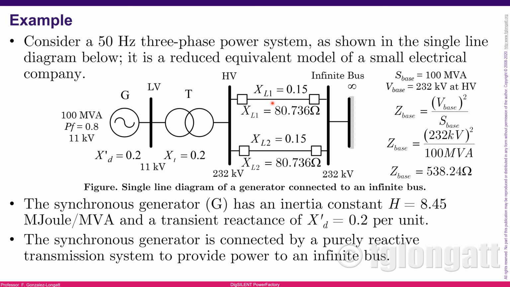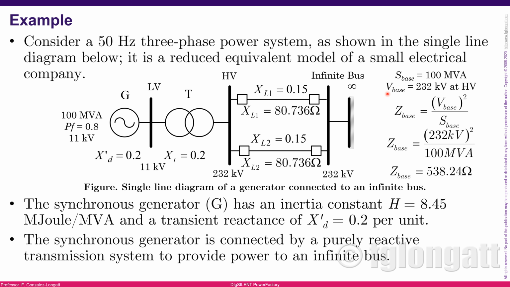What I'm telling you is that this reactance is 0.15 per unit. But in this case, we are making a couple of assumptions. The first assumption, we will use the nominal apparent power of this synchronous generator as a base. What I'm telling you is, I will say that those per unit values are represented in this base of 100 MVA. That is the first step.